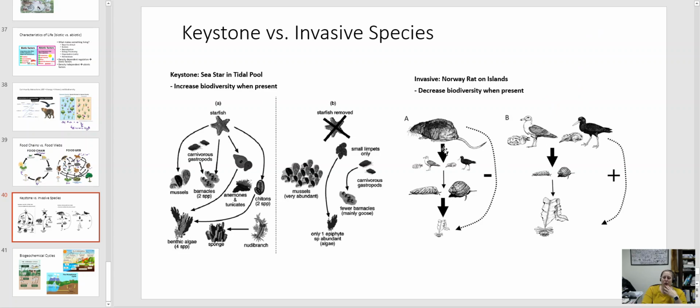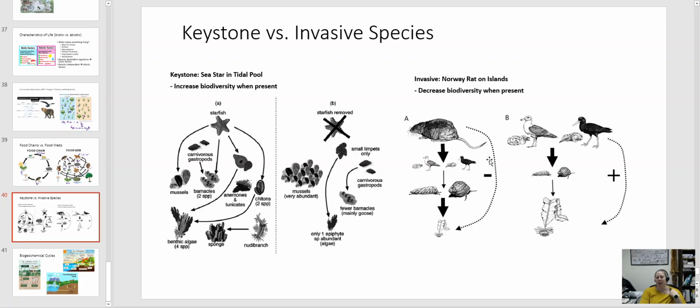So this image is showing the same sort of thing, but instead of showing a reduction in the population, they show a smaller image. For instance, Norway rats were introduced on islands. These rats eat baby birds. If you eat the babies, they don't get to be adults.